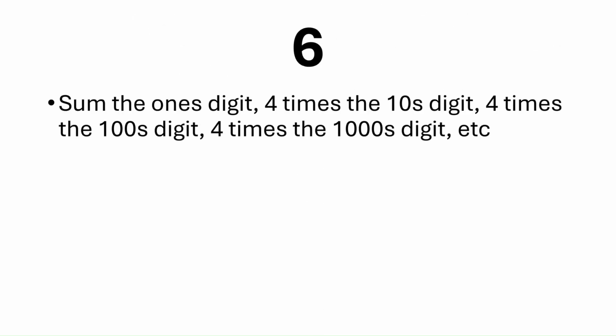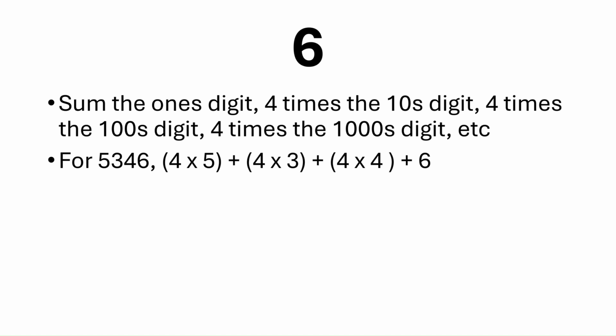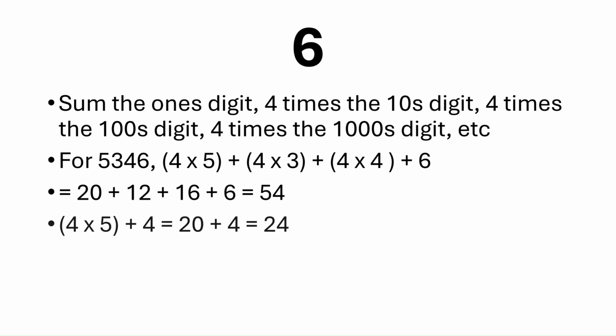Alternatively, sum the 1's digit, 4 times the 10's digit, 4 times the 100's digit, 4 times the 1000's digit, etc. For 5346, 4 by 5, plus 4 by 3, plus 4 by 4, plus 6. Equals 20 plus 12 plus 16 plus 6 is equal to 54. You can repeat this till you're sure.